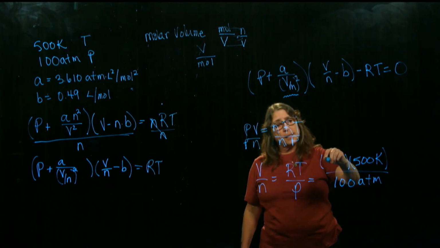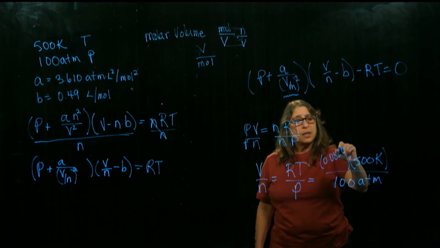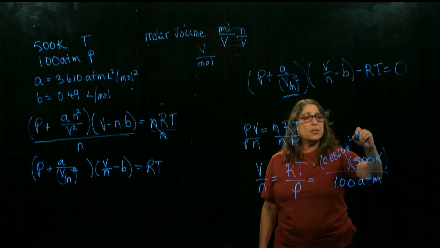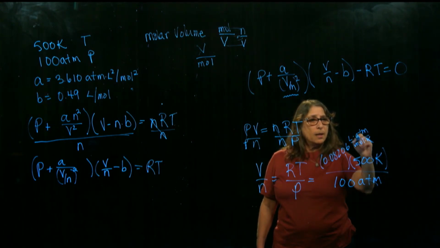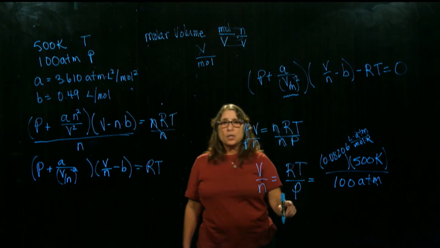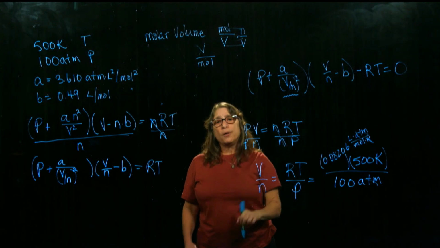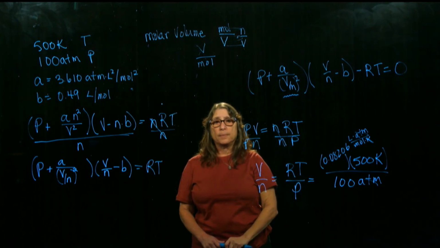So it looks like I need my old friend R in liter atmospheres, 0.82206 liters times atmospheres divided by mole Kelvin. And I'm going to get liters per mole, which is exactly what I want. So I'm going to use this as an estimate for my starting point for V over N, and then solve for 0 with a guess and check. So I'll do that on Excel. Stay tuned.